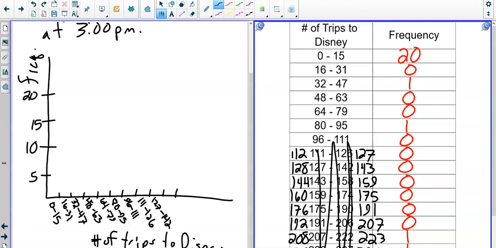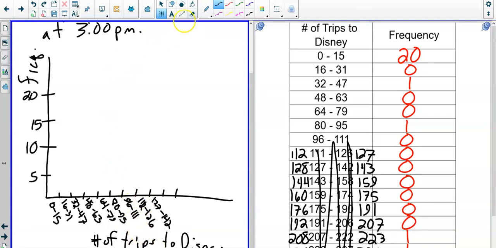So let's see here. This is 140, so that should have been a 12. Let's just fix this real quick. So 112, 127, 128, 143, 144, and you get the idea. We continue on. Once you get all that, that's the hard part right there.